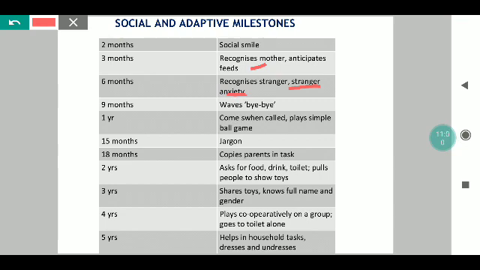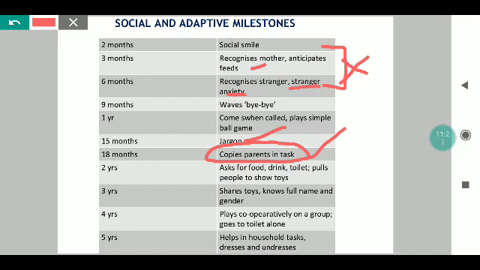So it is effectively the exact opposite of a social smile. Both are exact opposites of each other. By 9 months, the child is able to wave bye-bye. And by 1st year, the child comes when called and plays simple games. Jargon speech begins by 15th month. And by 18th month, that is 1.5 years, the child attempts to copy whatever the parents do in day-to-day tasks. It could be cooking, it could be attempting to play with the phone, etc.